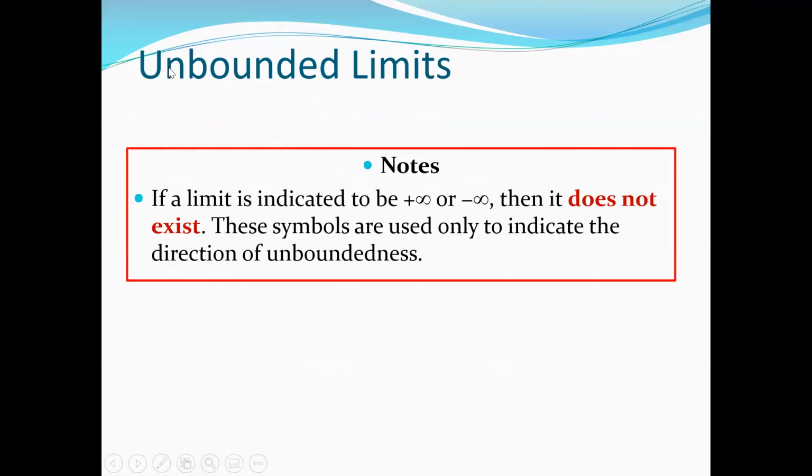So now let's go to what we call the unbounded limits. In our previous examples, it's called a bounded limit because x approaches a specific value, either from left or right. If it's a polynomial function, we just substitute the value that x approaches. Now, in an unbounded limit, we are going to have either positive infinity or negative infinity. As we all know, negative infinity means a very, very small value. Positive infinity is a very large value. So if a limit is indicated to be positive infinity or negative infinity, then it does not exist. These symbols are used only to indicate the direction of unboundedness.